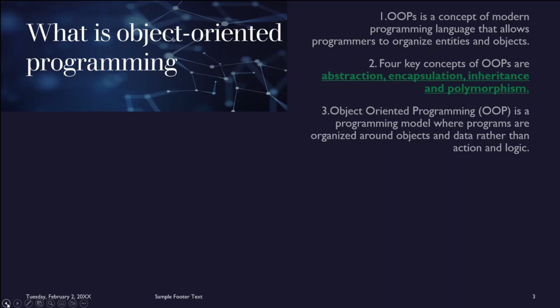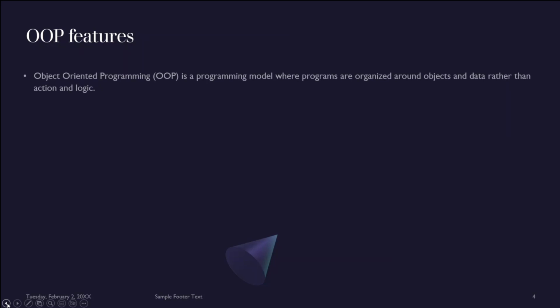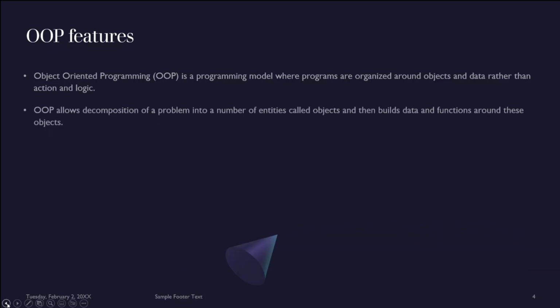Object-oriented programming is a programming model where programs are organized around objects and data rather than action and logic. So the OOP feature is that we have programs organized around objects and data rather than action and logic, which allows us to do decomposition of a problem into a smaller number of entities, and those entities are called objects. And then we build data and functions around these objects, and therefore a class is created.